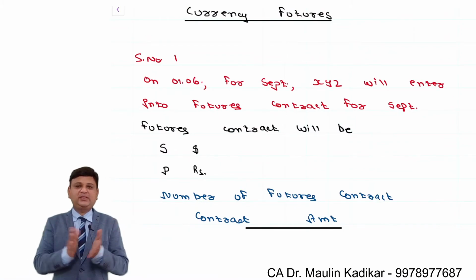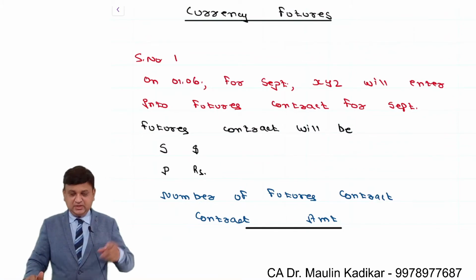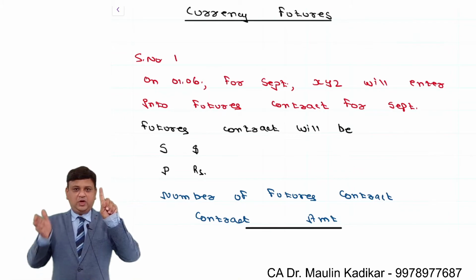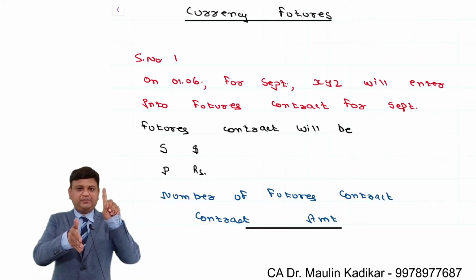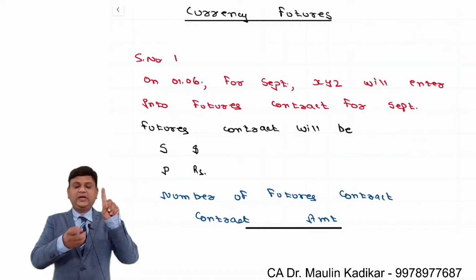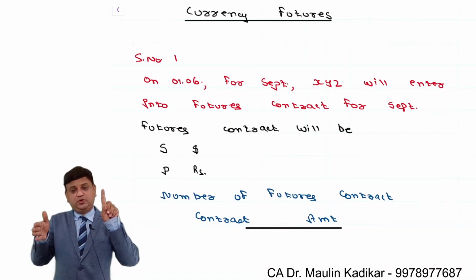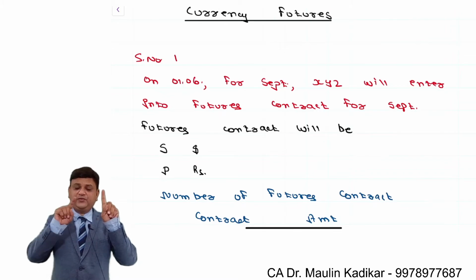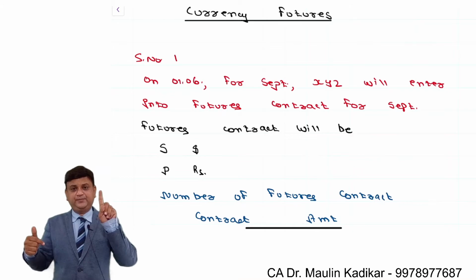So let us have a small summary of the currency futures. Step number 1, on 1st of June for the month of September, the futures contract is entered upon. You cannot enter into the futures contract for June itself. Why? Because 1st of September is falling after, that is the June futures.